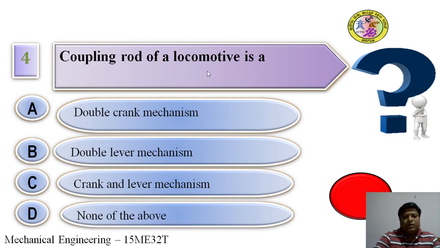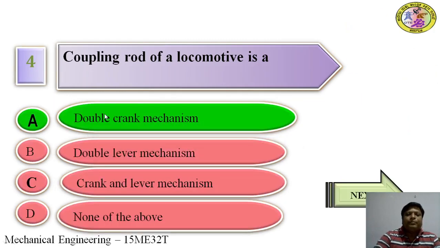Here in the coupling rod of locomotives there are two cranks connected by one rod, which we call a coupler. There is a coupling, so we call it a double crank mechanism. Our answer A is the right answer, because two cranks are used to give rotary motion from one wheel to the other wheel. So we call it a double crank mechanism.